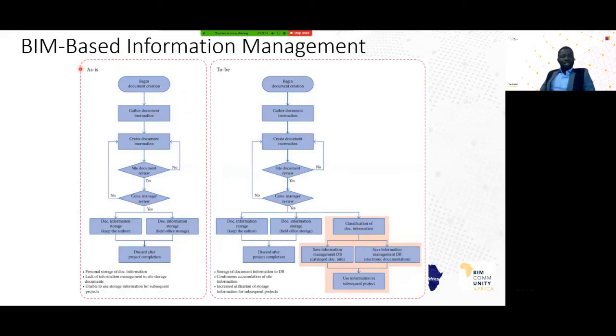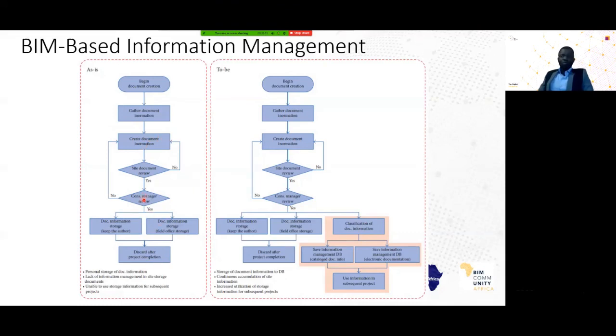So basically, what we have here is what the construction industry electronic document management systems are presently. However, what we have on the right-hand side shows the way it is going to be if we are incorporating a BIM-based information management system. So as it is, we have the beginning of document creation. Then this information is gathered, and we create document information for the information that is being generated. So there's a site document review at this point. If the document is accepted, it is moved on to the construction manager for review. But if the document is not acceptable, then it goes back to creating the document information.